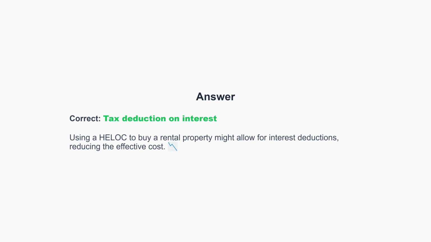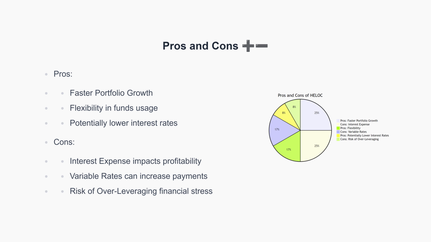The correct answer is tax deduction on interest. When a HELOC is used to purchase a rental property, the interest costs might be tax deductible, which can effectively lower your running costs. Let's now weigh the pros and cons of HELOCs.